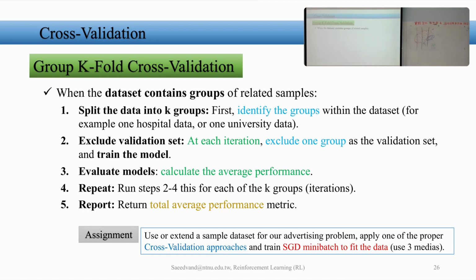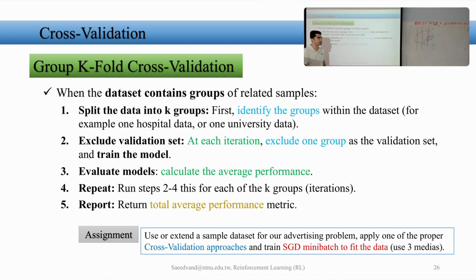And the next approach is group k-fold cross-validation. That is also one of the known ones. When a data set contains groups of related samples, then split the data into k groups first, identifying the groups within the data set, for example, one hospital's data that we have. Then exclude a validation set: in each iteration exclude one of the groups of the data set and evaluate the model.